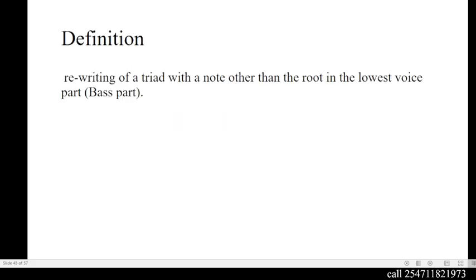Definition. An inversion of a triad is rewriting a triad with a note other than the root in the lowest voice part. So inversion is rewriting the triad with a note other than the root in the lowest voice part.